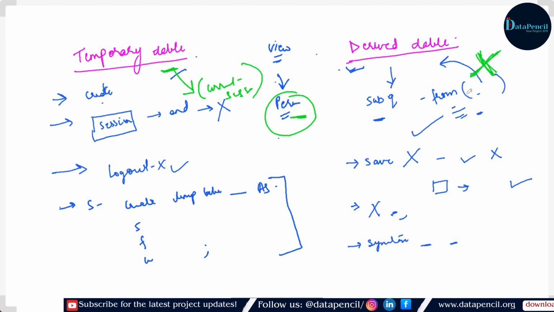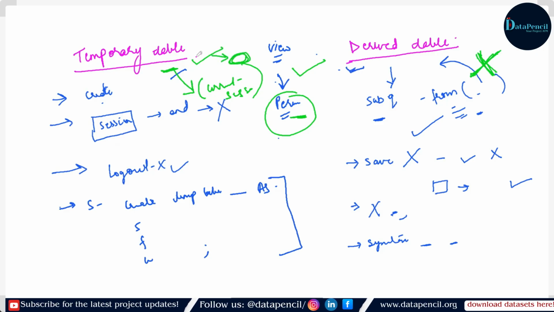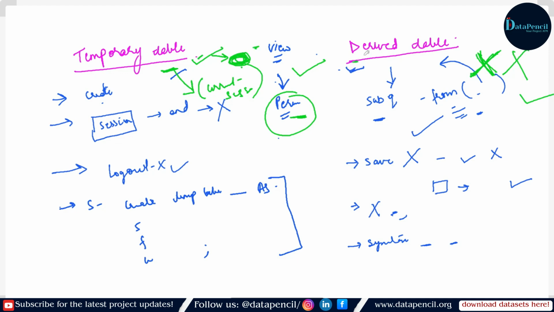Right. If someone asks about the reusability of all these three, we can reuse the view. Yes, definitely we can. We can reuse the temporary table. Yes, definitely, but for that session only in which we have created the temporary table. Can we reuse our derived table? No, we cannot. So here we have seen the basic difference between temporary tables, views, and derived tables.